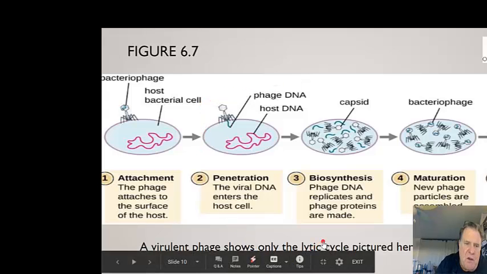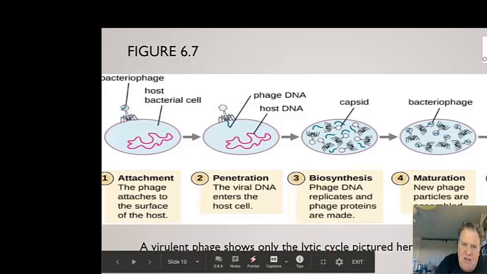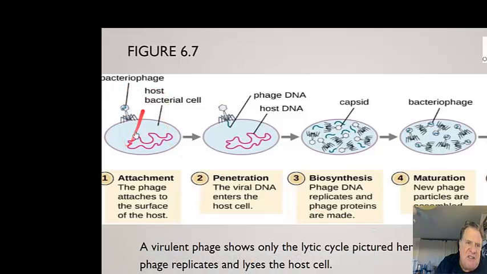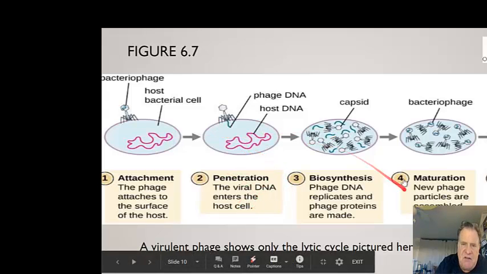Now, we want to look at the life cycle of a phage, and what we call a virulent phage only does what we call the lytic cycle. What's going to happen is this phage is going to attach to your bacterial cell. It's going to penetrate and get into the bacterial cell. It's going to synthesize all of its material.